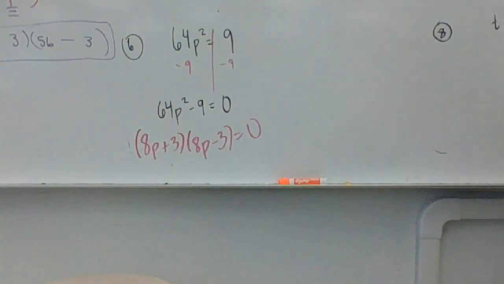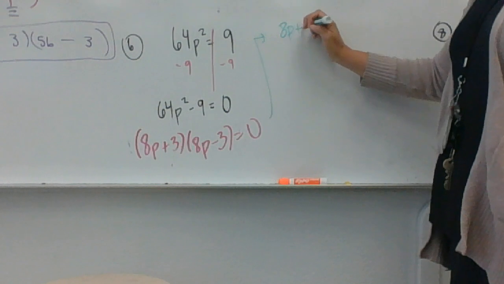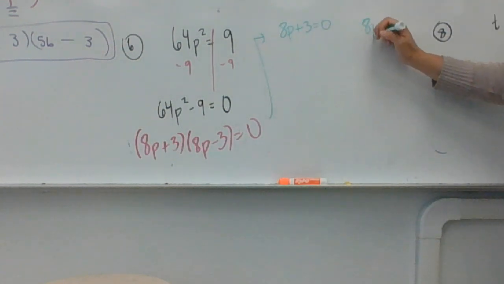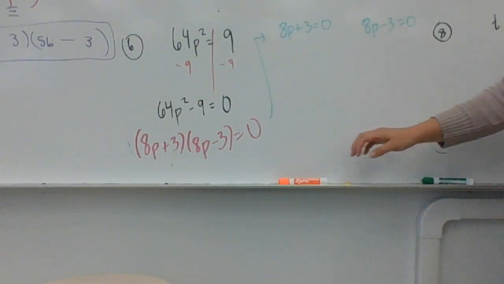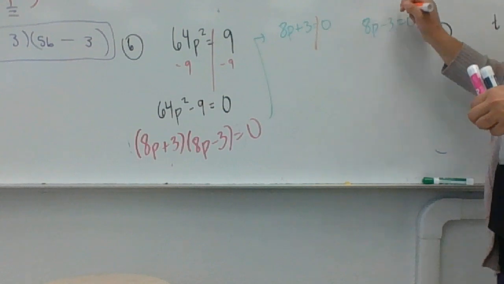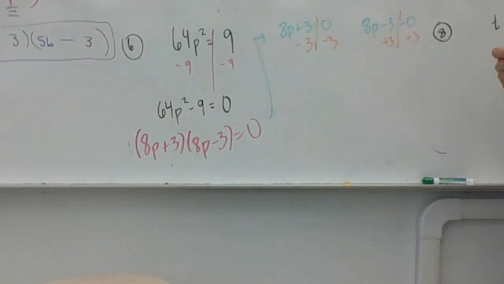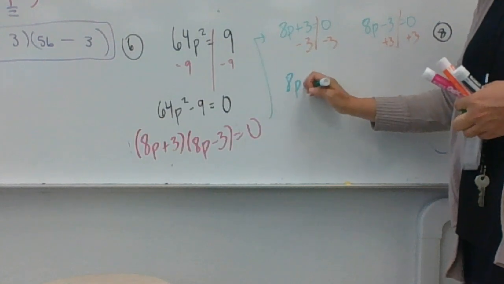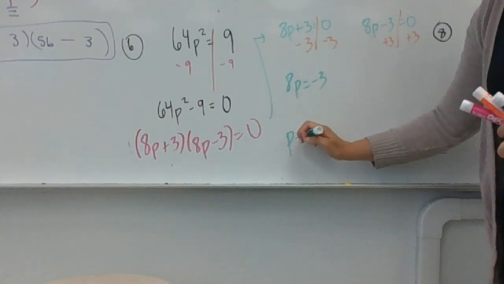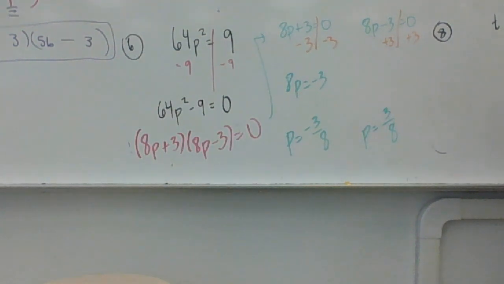Sorry, I'm erasing that one. I hope you're done with it. And then you do the two equations. 8p plus 3 equals 0 and 8p minus 3 equals 0. P is -3/8, and P is +3/8.